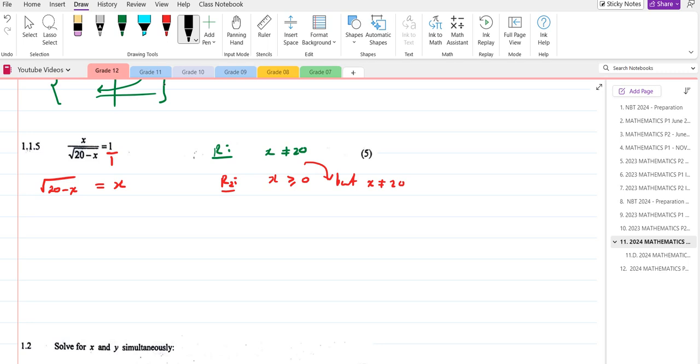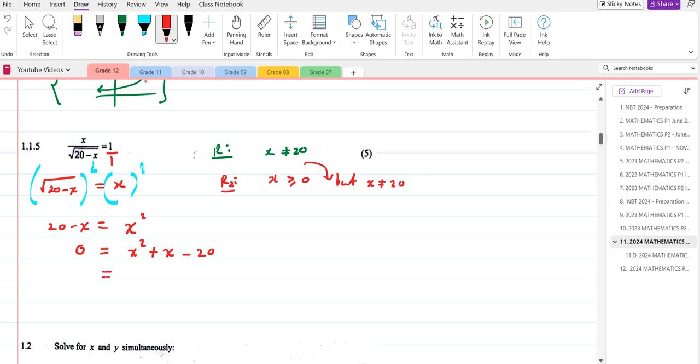So we're squaring both sides, right? Square this side, square this side. When you square both sides, we get x squared on the right hand side, and we get 20 minus x on the left hand side. Let's put a 0 here and write it in standard form. Bring the x over, so plus x, and bring the 20 over, minus 20.